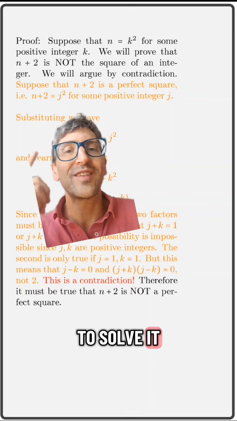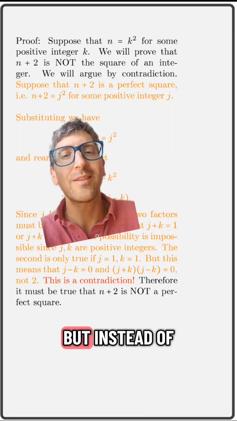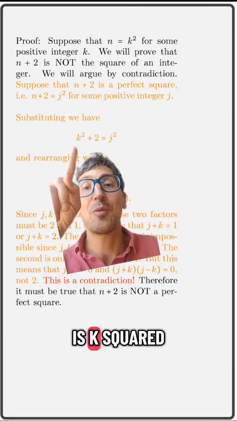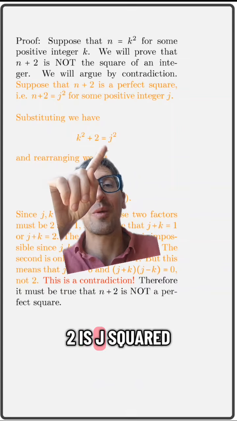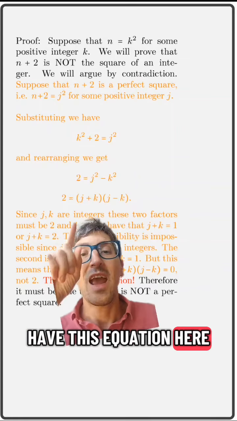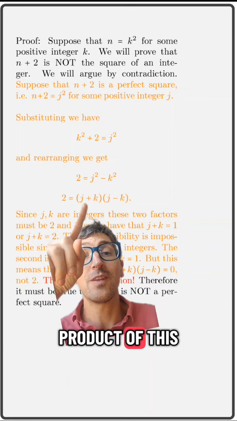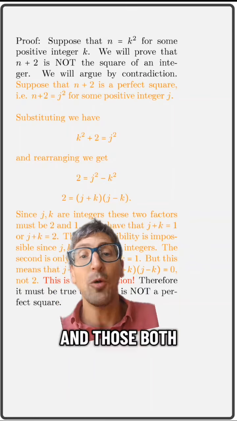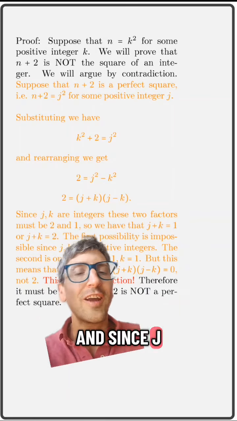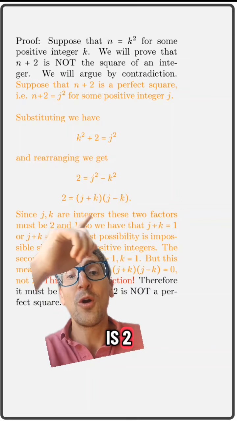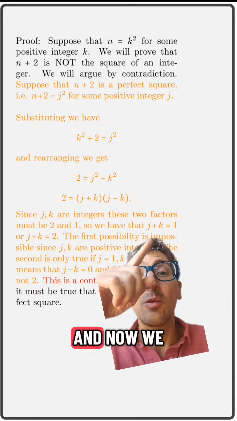The other way to solve it proceeds in exactly the same way, but instead of using inequalities, it just uses some substitution. So if n is k squared and n plus 2 is j squared, then we must have this equation here. And after doing some rearranging and factoring, we see that 2 is going to be the product of this number times this number, and those both have to be integers. And since j and k are positive, they have to be positive integers, and so one of these factors is 2, one of these factors is 1. And now we just go through the cases.